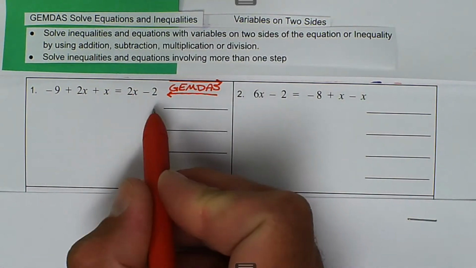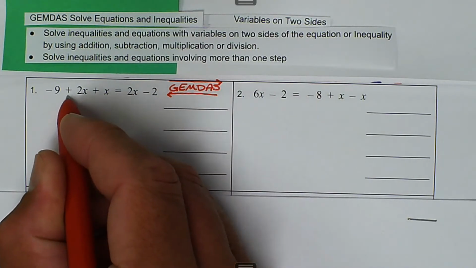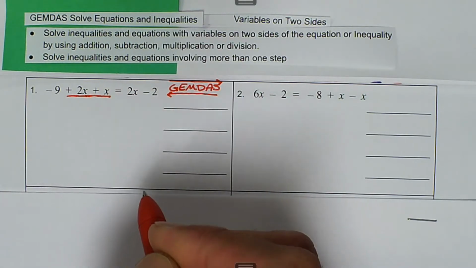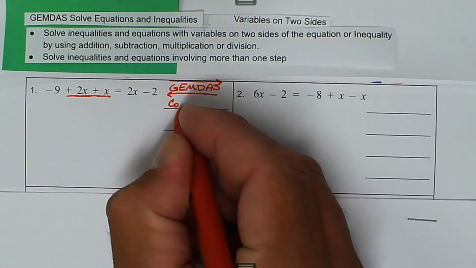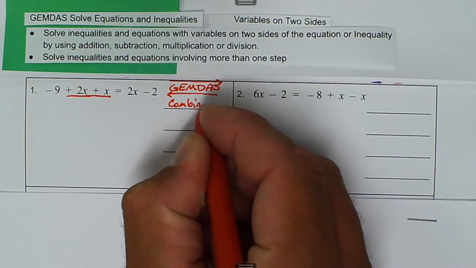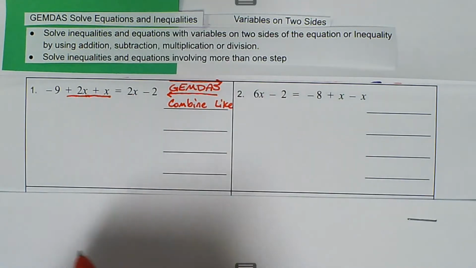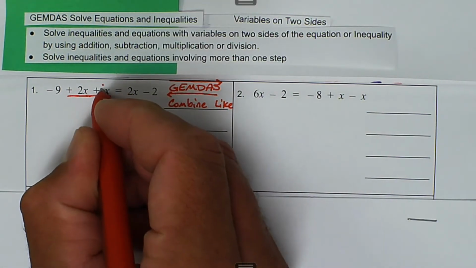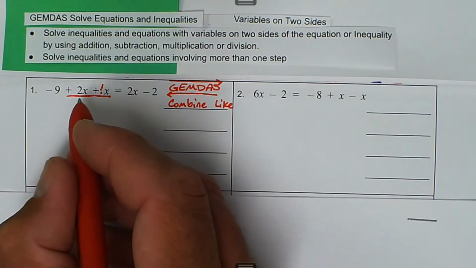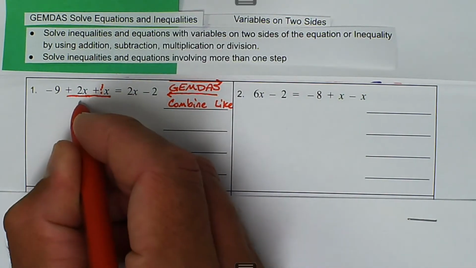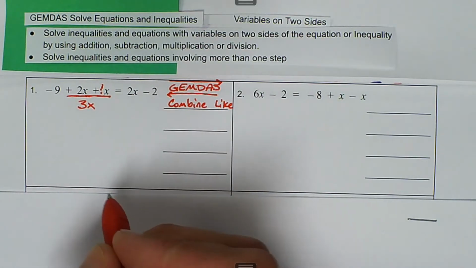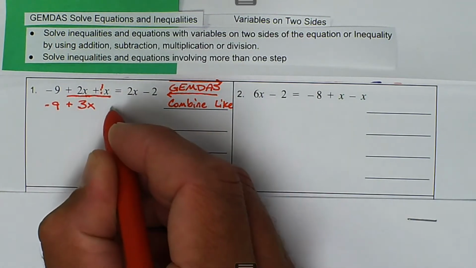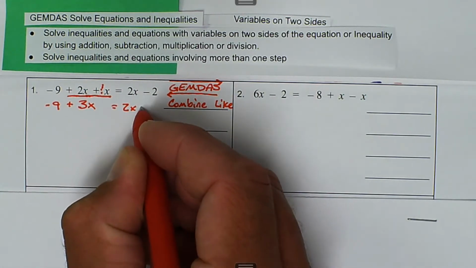The first thing is I want to simplify it as much as possible. So right here, I have a positive 2x and a positive x on the same side. What that would be called is combine like terms. So combining like terms, 2x plus x, that's a 1x in front. Understood, 1x in front. So 2 plus 1 is 3, and then x. Then we can bring down the rest of it. We have a negative 9. Bring down the equal sign, 2x, and minus 2.